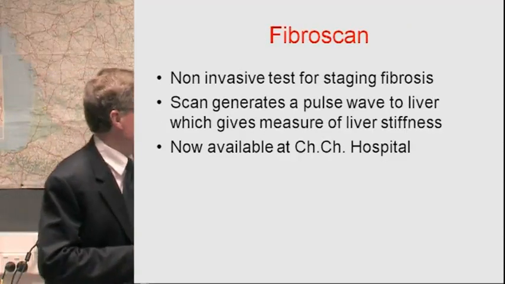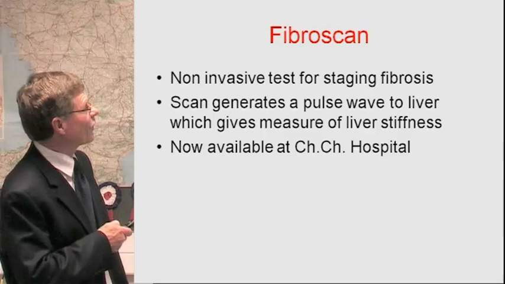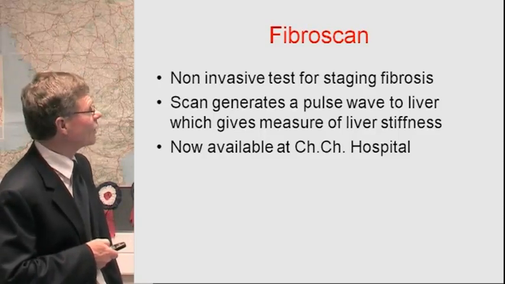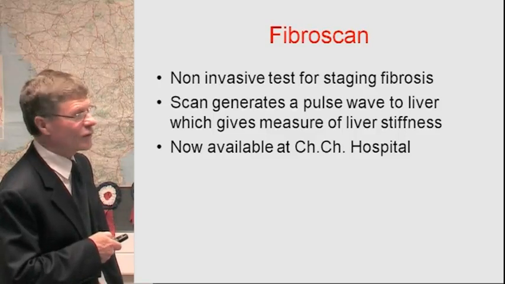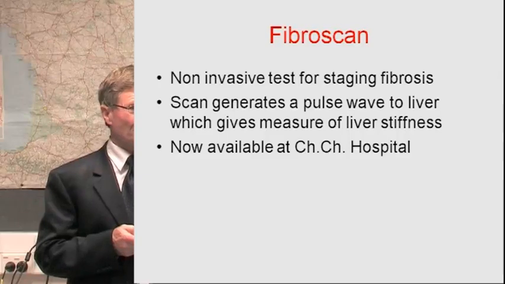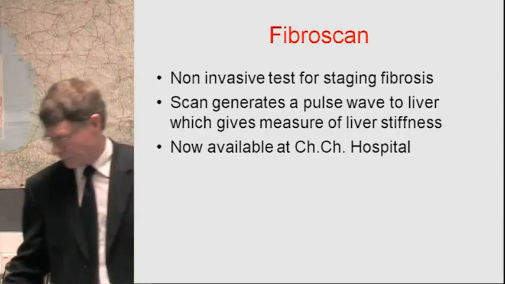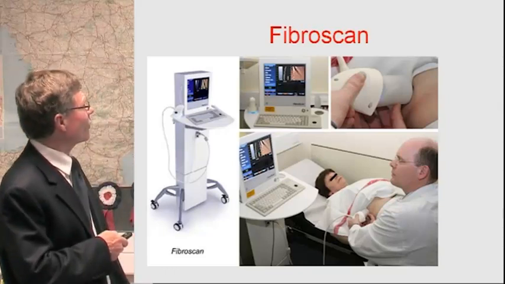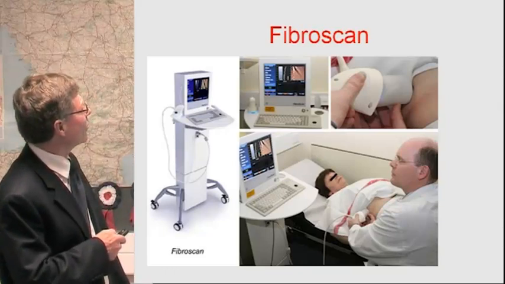Right, what's new in liver disease? Well, this is the new FibroScan, and that's a non-invasive test for staging fibrosis, and it generates a pulse wave which gives a measure of liver stiffness, and it's like whether you've got a spongy ball or a cricket ball. So that's what the scan looks like. It cost $120,000. We've only just got it.